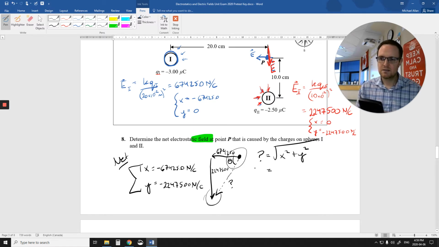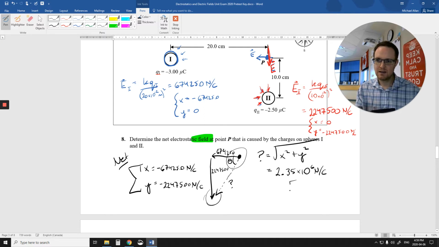So my hypotenuse, I might as well put this in sig digs right now, so 3 sig digs: 2.35 times 10 to the 6 newtons per coulomb. And then I'm going to want to do a direction here.